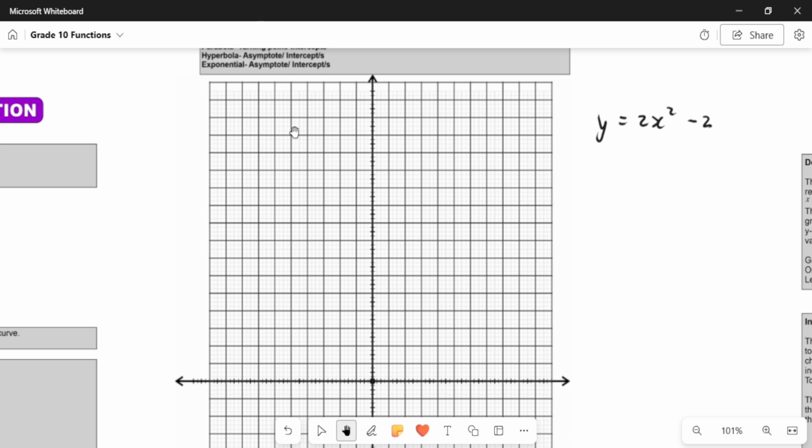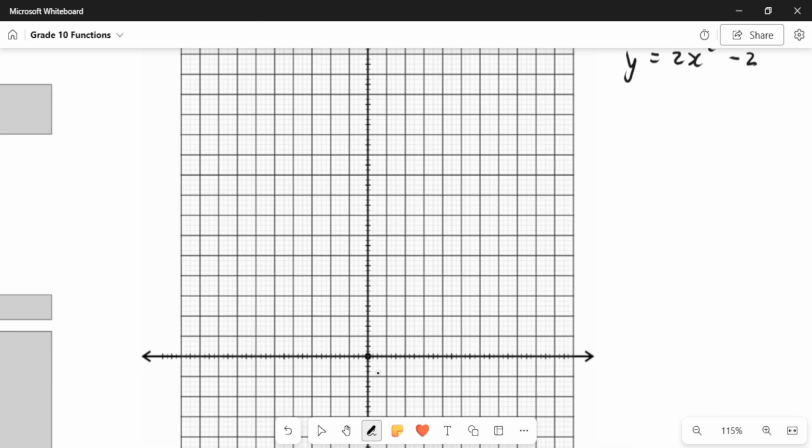The turning point is minus 2. So automatically, because we have that, the turning point will lie exactly here, right? Then we have a concave up function. So if I just do a rough sketch, the function will look like this, isn't it? And so it's going to intercept the x-axis.